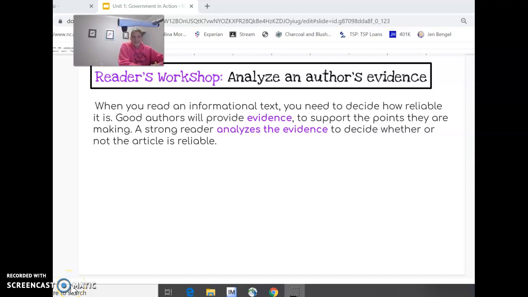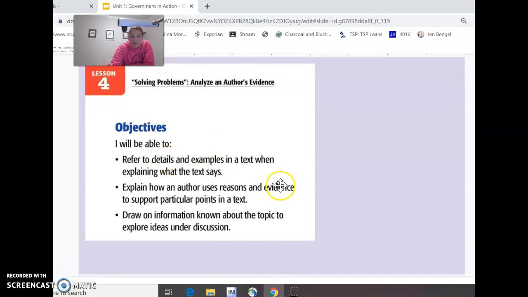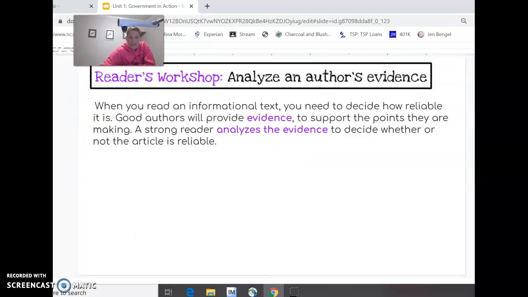Good morning, guys. Today we are working to analyze an author's evidence. So our reading objective is being able to refer to details and examples in the text to explain what the text is saying, and even more so, explaining how an author uses reasons and evidence to support the particular points in a text.